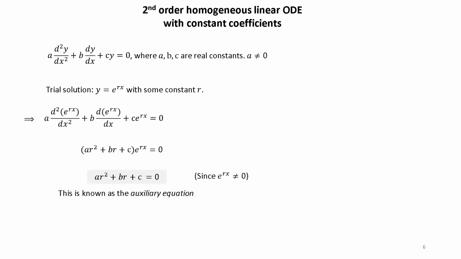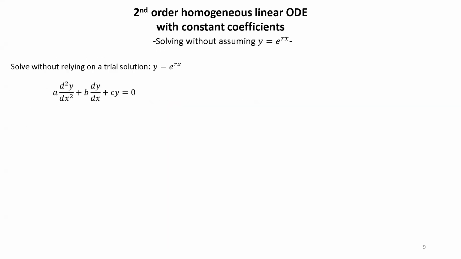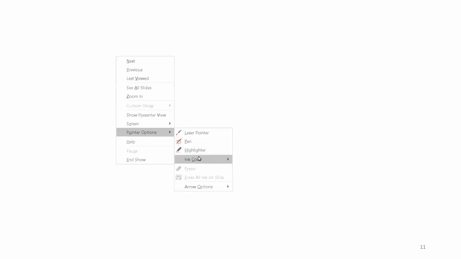Therefore, solving this differential equation is equivalent to solving this quadratic equation, which is known as the auxiliary equation. All you need to do is find the two possible values of R, put them back into e to the Rx, and a linear combination of the two solutions is the general solution. So let me do a couple of very simple examples, just to make sure we know how to use this method.